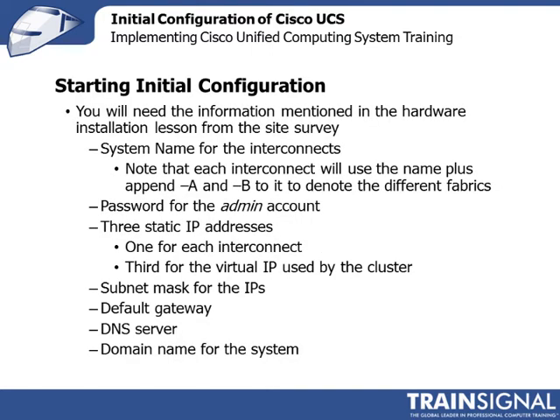So starting the initial configuration, usually the first thing we do on a deployment, and you'd probably want to do for yourself if you're doing your own deployment of UCS, is getting some information together. We talked about this, I believe, in the last lesson. If you have a naming standard, go ahead and set up a name for the interconnects, which will then transition into a name for the cluster itself. When you give it a name, it's going to put -A for the first interconnect and -B for the second interconnect to denote those two.